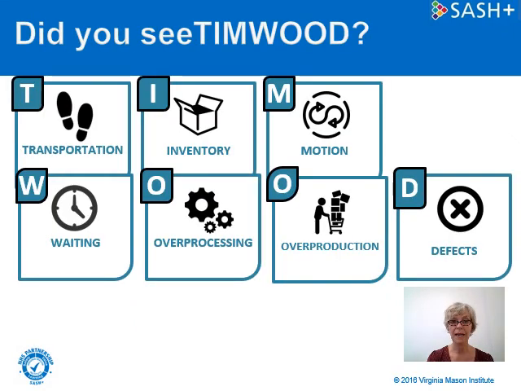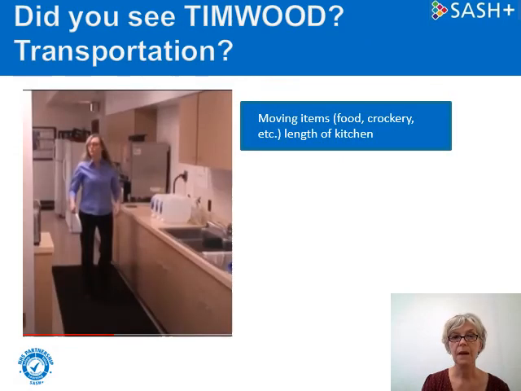So welcome back. Now let's see if you saw TIM-WOOD on your waste walk. Waste wheel ready. Let's look for TIM-WOOD in order, so transportation first. In this example, the server was moving items up and down the length of the kitchen area, over and over again. Bread, milk, spread, crockery.